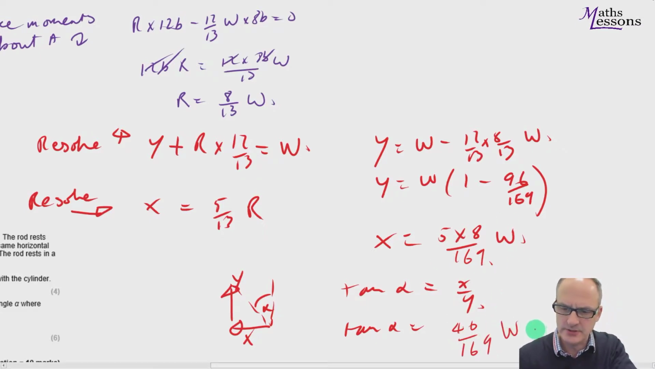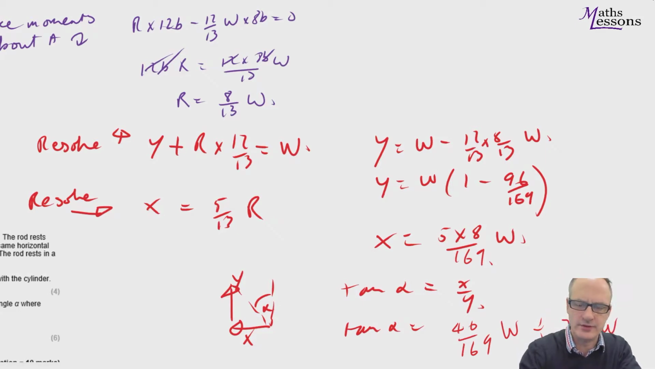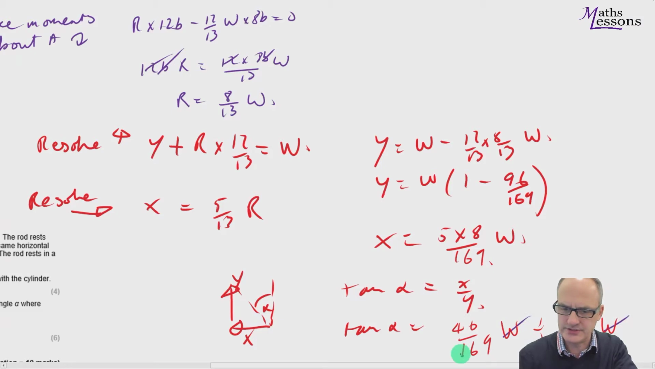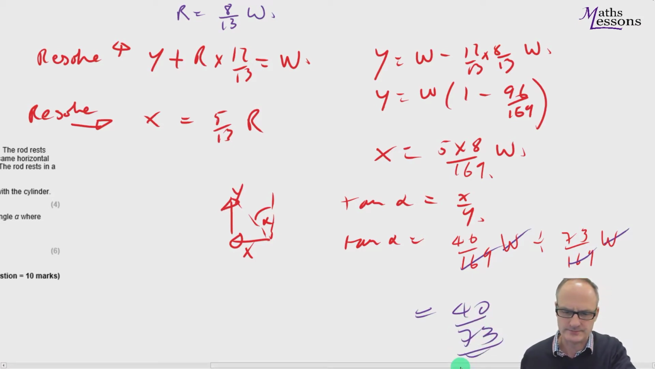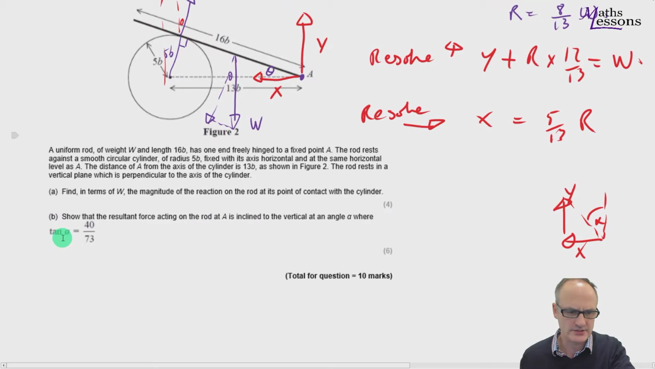Times W, divided by, now this is going to be 73 over 169 W. So therefore, the W's will cancel because we're dividing. The 169s will cancel because we're dividing. So we're just left with 40 over 73, which is what we're asked to prove in the question. So go back to the question. See, tan alpha equals 40 over 73.